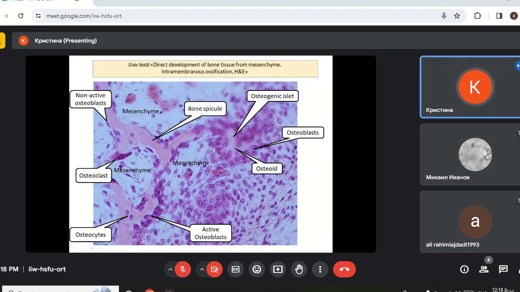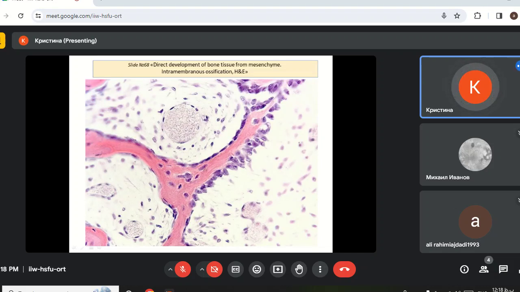In this area we can see the osteogenic islet, which consists of newly formed osteoblasts. They are all active here. They start to produce osteoid, the pinkish substance here. The basophilic cytoplasm of osteoblasts is due to a lot of rough endoplasmic reticulum needed to produce a lot of proteins of the osteoid.